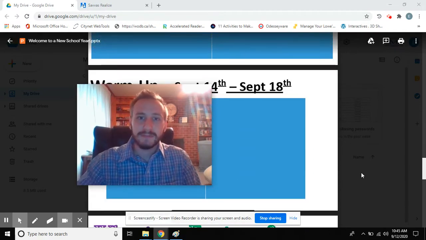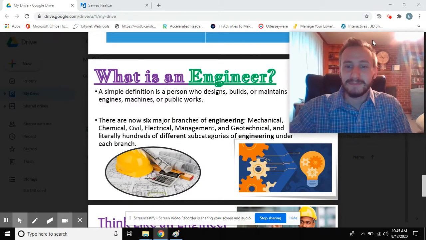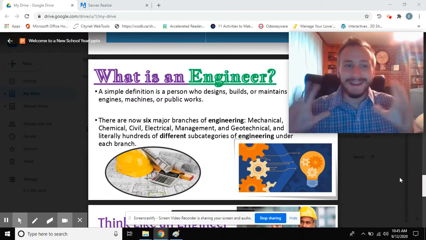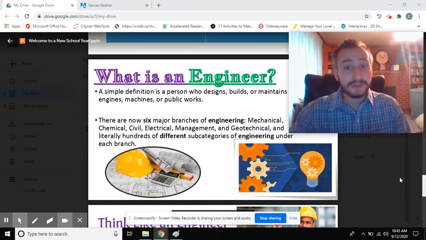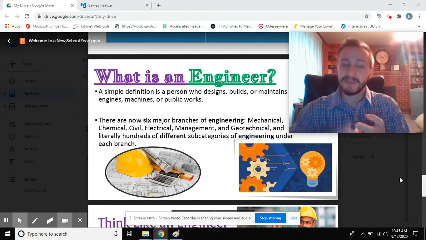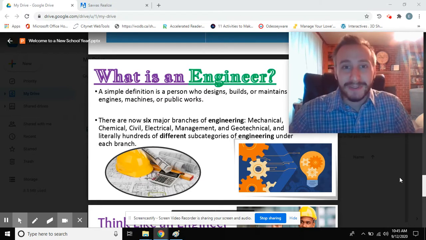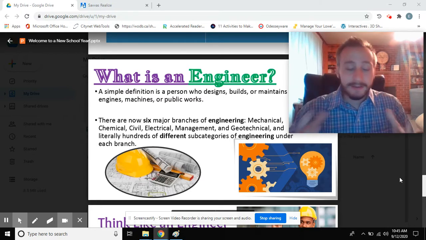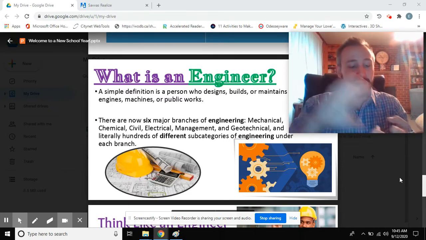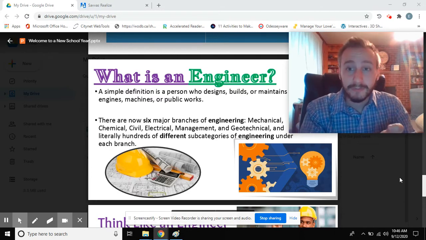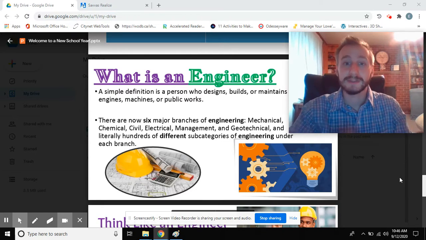You may have heard the term before, but let's give you a simple definition. Engineering, in a simple definition, is a person who designs, builds, or maintains engines, machines, or public works. And what a public work is, and we all use them all the time, it's a building like a regular old tall-story building, right? It could be a bridge, it could be a tunnel. Okay, we've all experienced or used a public work before. It could even be roads.